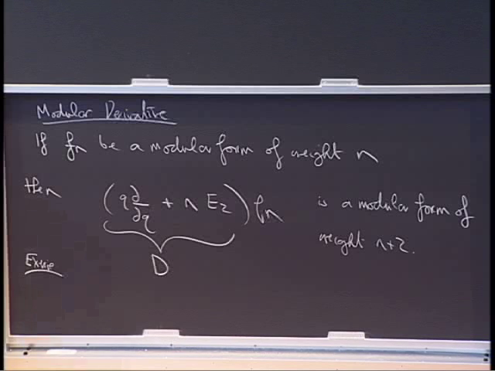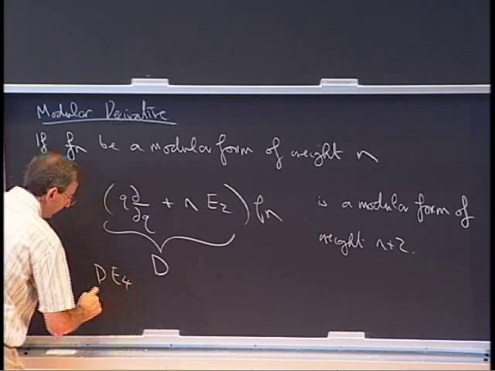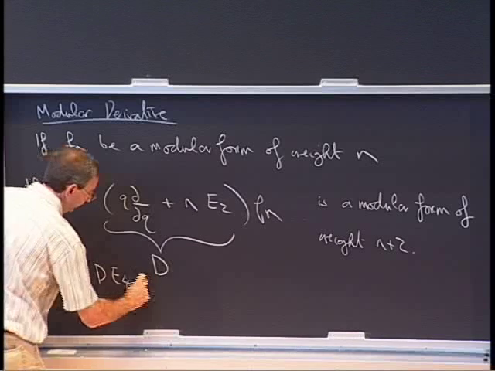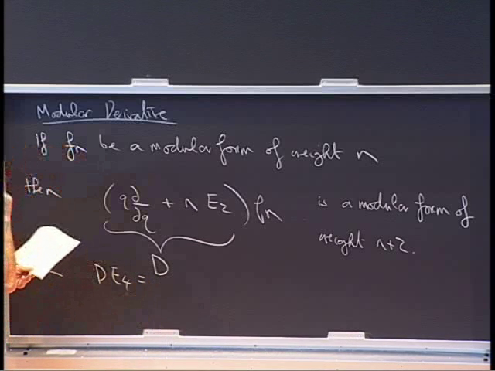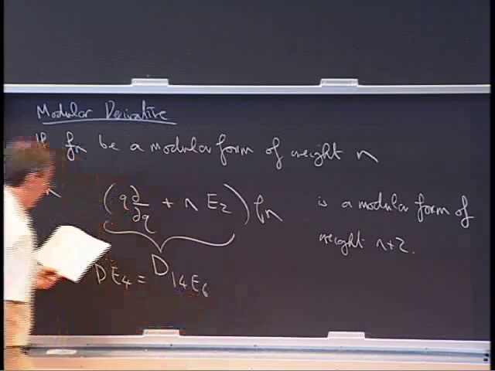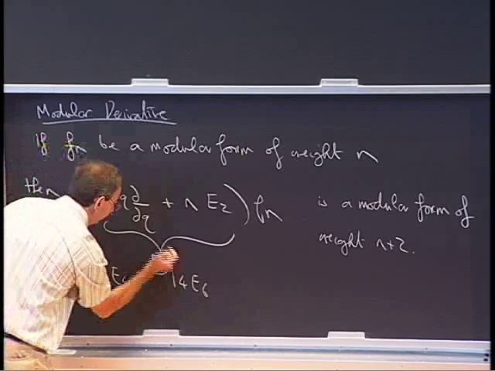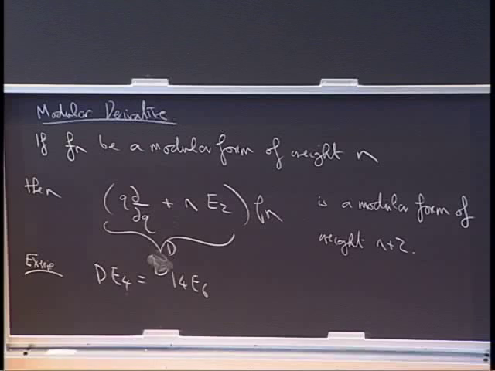As an example, I have some examples here. If I take the modular derivative of E4, which is of weight 4, I'm going to get some multiple of E6. It's written down here somewhere. And if you differentiate E6, you get some multiple of E4 squared and so forth. So the exercise is both to prove this and to work this out.